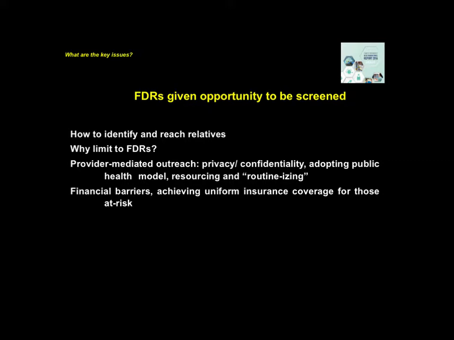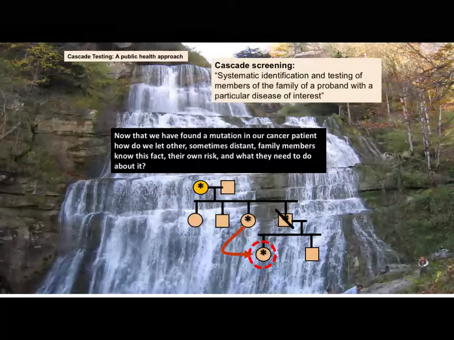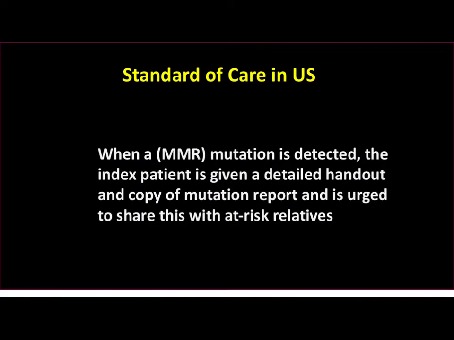Why do we limit our attention to first-degree relatives? There are a lot of concerns with what I call provider-mediated outreach, concerns about HIPAA violation if we reach out to relatives, and then financial burdens and challenges that exist. So the key issue here is cascade testing, identifying at-risk relatives and getting that information to them and getting them into the fold for counseling, testing, and screening.